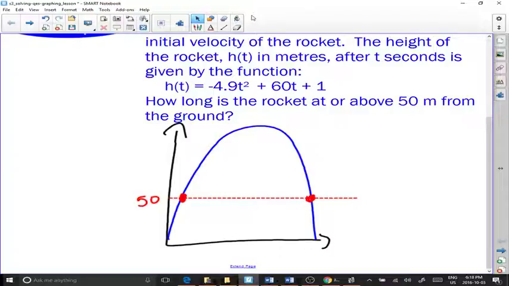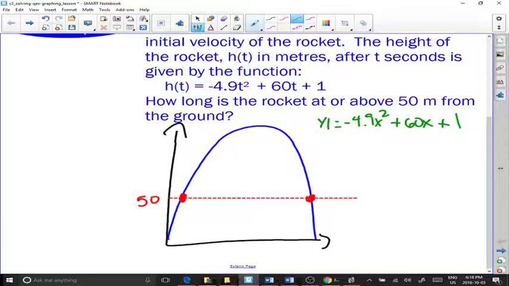It'll help us out because we'll know that the first equation we're going to enter into Desmos or the graphing calculator is y1 = -4.9x² + 60x + 1, and y2 is equal to 50. Okay? So what we need to do is use the appropriate graphing tool and figure that out.